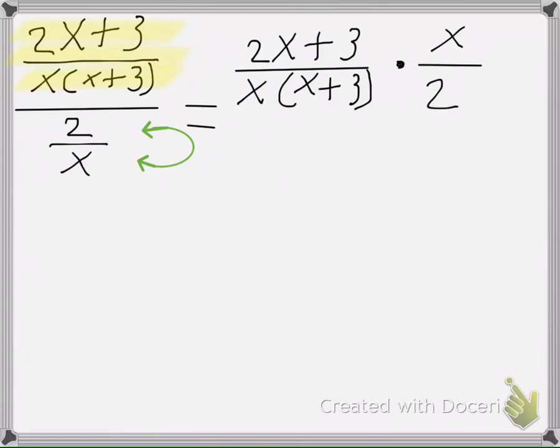Now I'm going to check for things that I can cancel out on the top and the bottom, and I see an x on the top and the bottom, so I'm going to cancel that out. Now I'm going to multiply everything together. This is the result that I get.